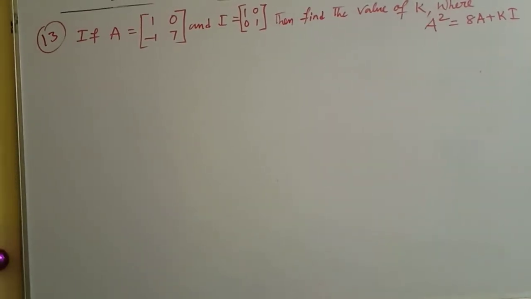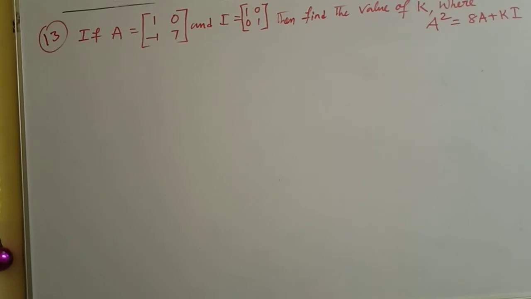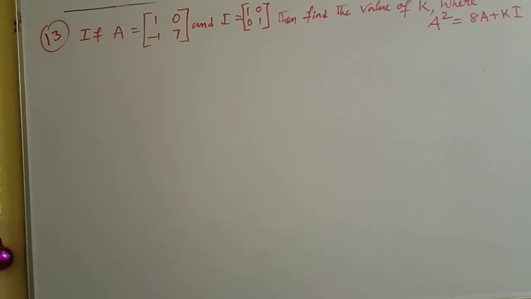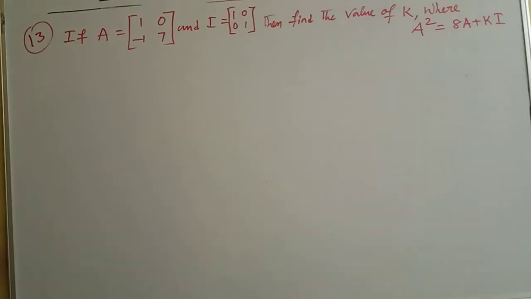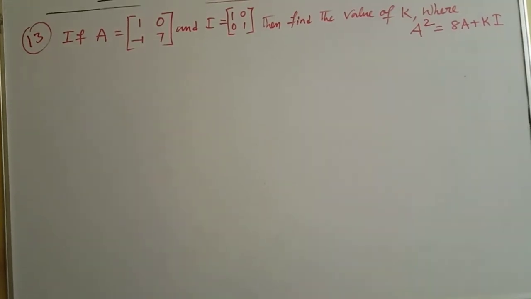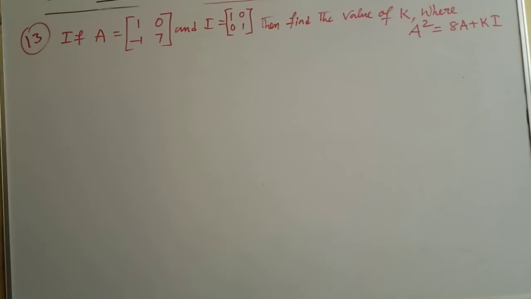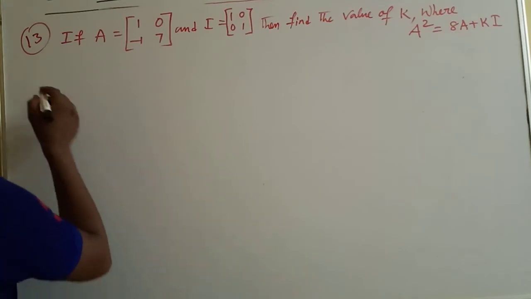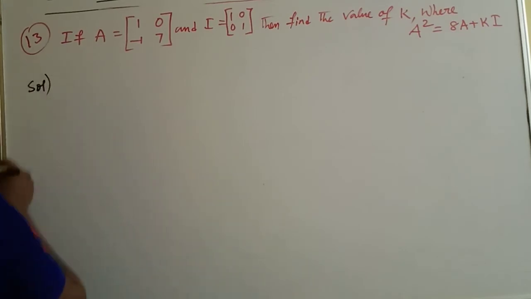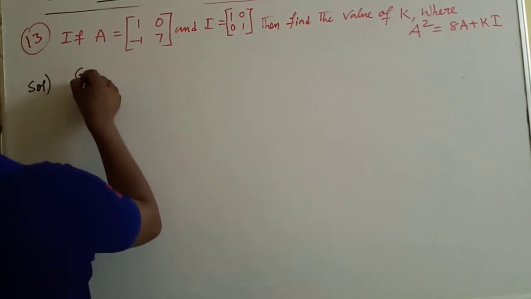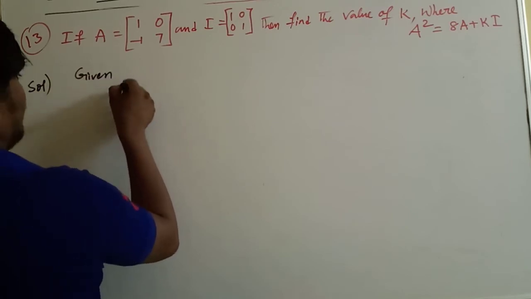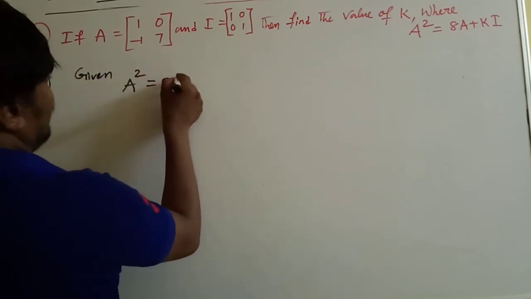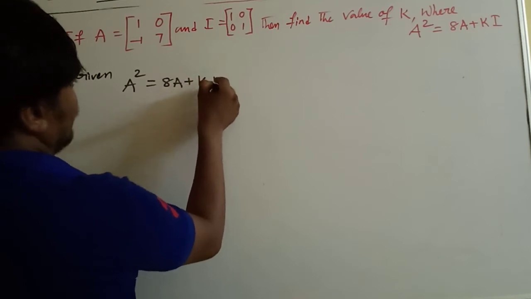If A is given and I is also given, then find the value of k where A square is equal to 8A plus kI. So how can we solve this? We don't need to do anything special here, we just have to find it. So, solution. Given here A square is equal to 8A plus kI.